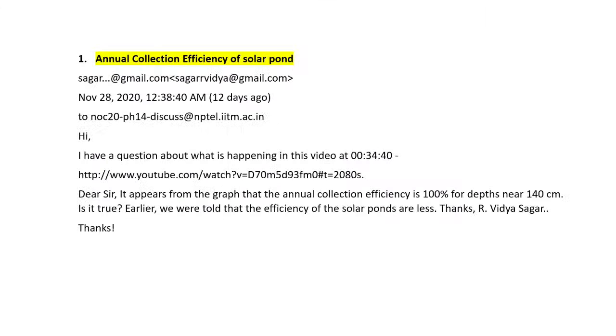In one of the queries, it was something like: it appears from the graph that the annual collection efficiency is 100% for a depth near 140 centimeter. Is it true? Earlier we were told that the efficiency of the collector ponds is less. Thank you very much for your concern and your comment. So I will explain how to read the graph.